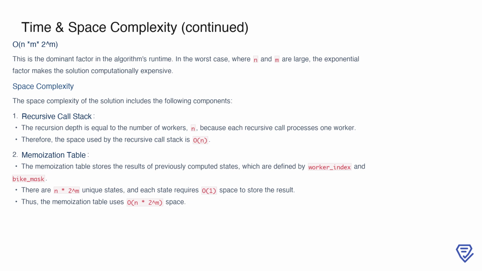Shifting our focus to space complexity, the solution requires space for the recursive call stack and the memoization table. First, the recursion depth is equal to the number of workers, n, because each recursive call processes one worker. This contributes n to the space complexity. Second, the memoization table stores results for all possible combinations of worker indices and bike masks. With n workers and 2 to the power of m bike masks, the table uses n * 2 to the power of m space to store the states. These two components dominate the space usage of the solution.